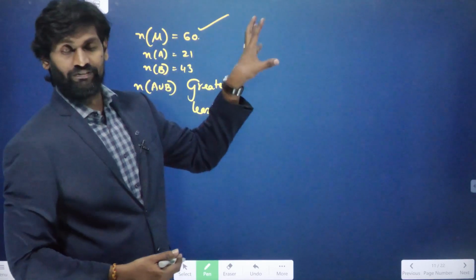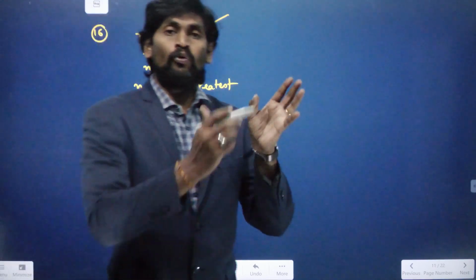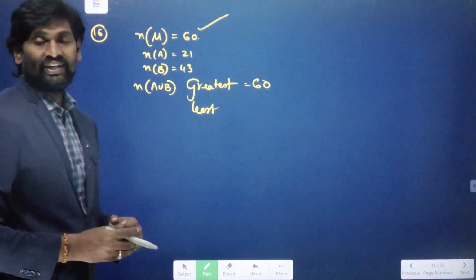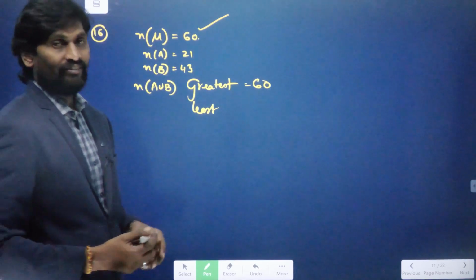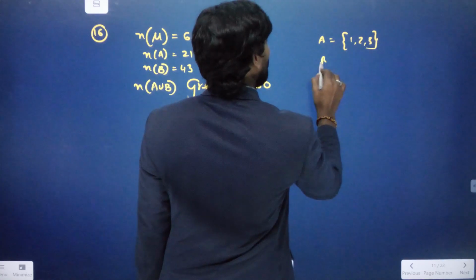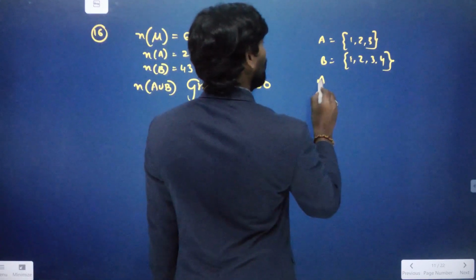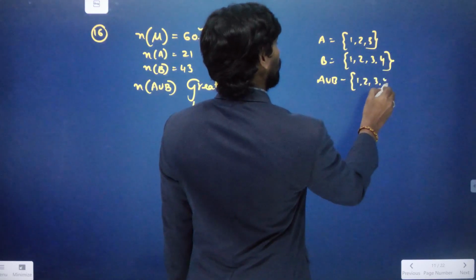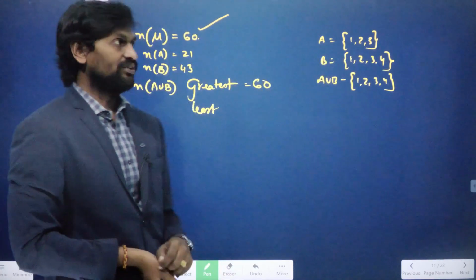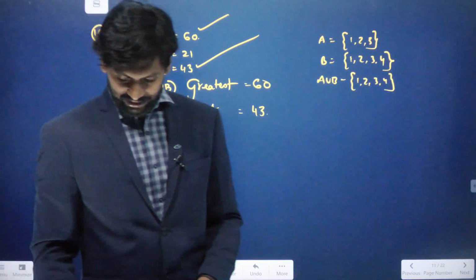If n of mu is not given, the greatest value will be 64. But mu is given, no? So if it crosses the mu value, mu only is the highest. So n of A union B is equal to 60, the greatest value. And the least value: when you are having the least value, n of A and n of B both together. For example, A is having elements like 1, 2, 3 and B is having elements like 1, 2, 3, 4. Now A union B will be 1, 2, 3, 4. This is the least situation, because that means A must be a subset of B, and you will get the least value. So least value obviously 43. Okay? So 60 and 43 will be our required answer.